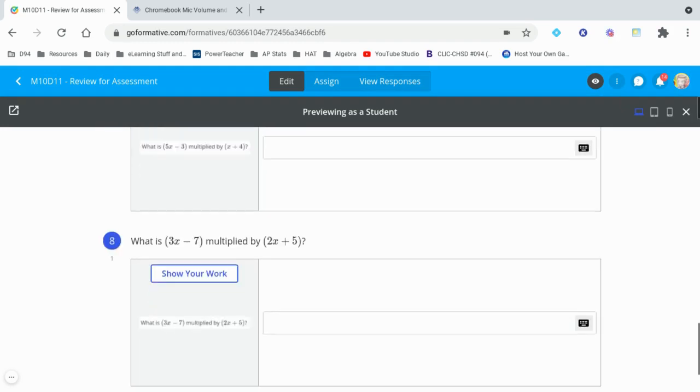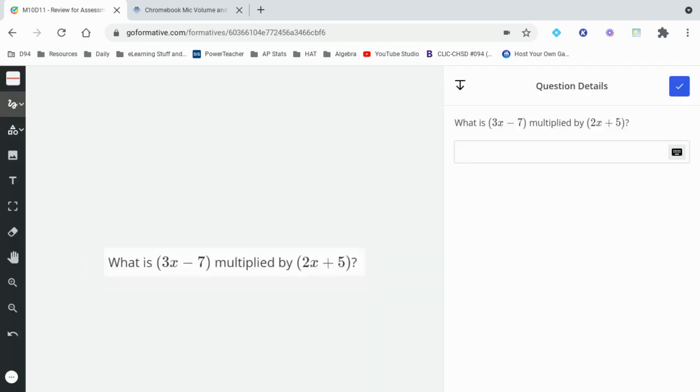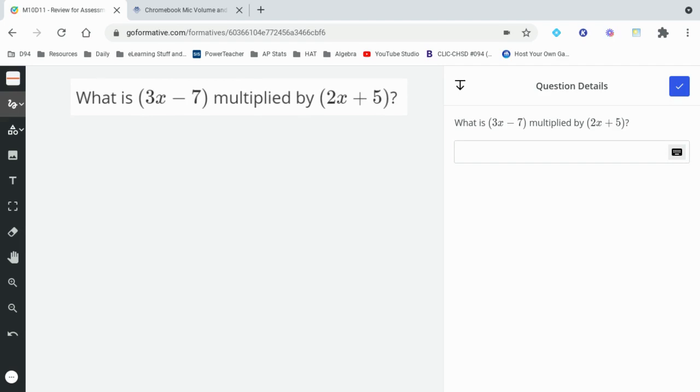Then for problem number 8, when we're multiplying out binomials, I'm going to show you 2 different ways to do this depending upon how your teacher did and also depending upon your preference here. You don't have to show both. There's one called double distribution.